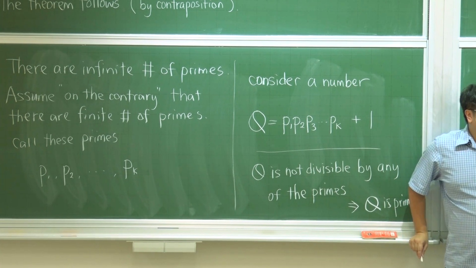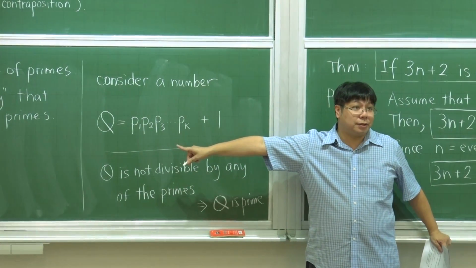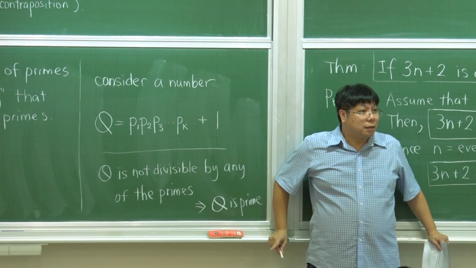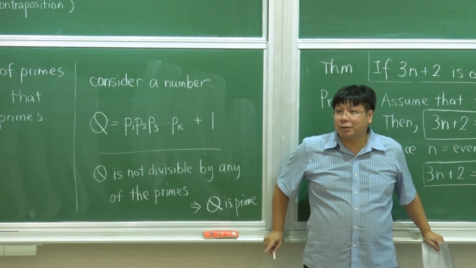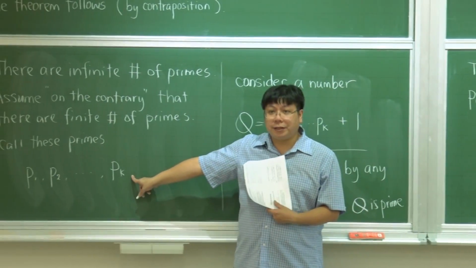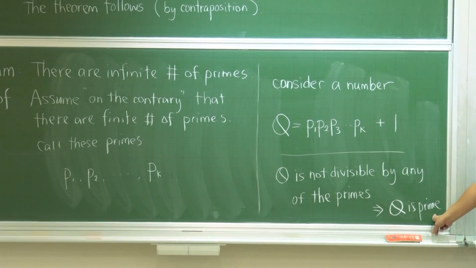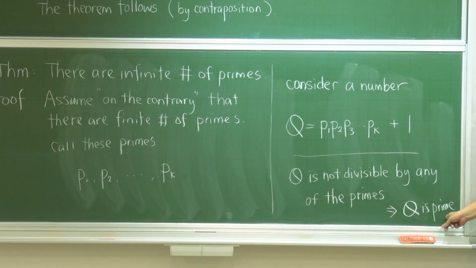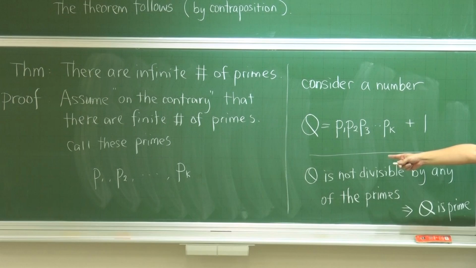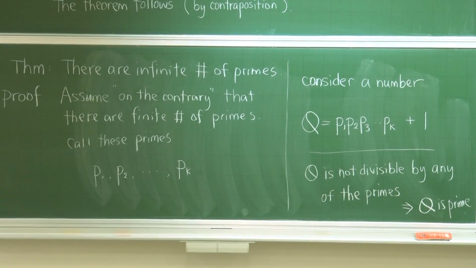Is that okay? Or if Q is not a prime, Q has some prime factor that is not listed in your list, then there is a contradiction. The contradiction says we have listed all primes here, and then from this one, we have not listed all the primes. All the primes are listed, all the primes are not listed. So we get a contradiction.